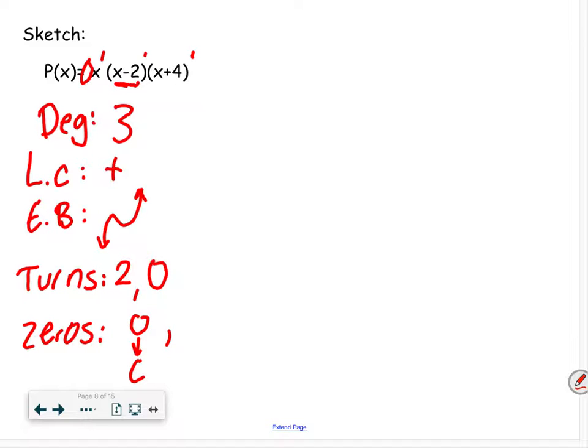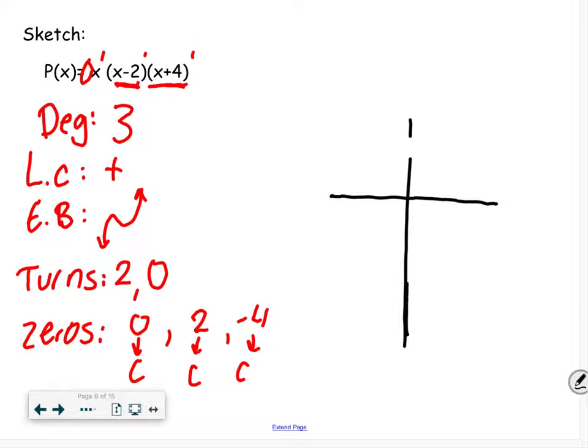From x minus 2, what 0 do I get there? Positive 2. My exponent is 1, so it crosses. From x plus 4, I get the 0 of what? Negative 4. My exponent is 1, so what does it do there? Cross.